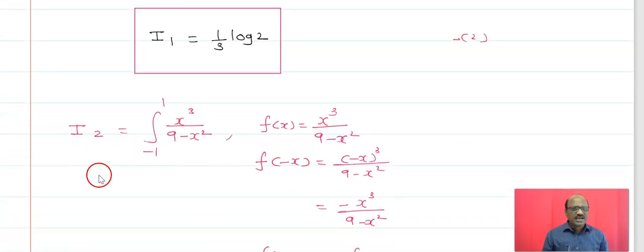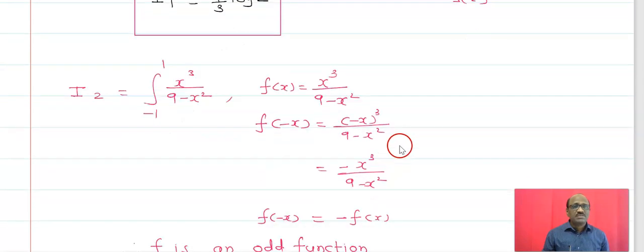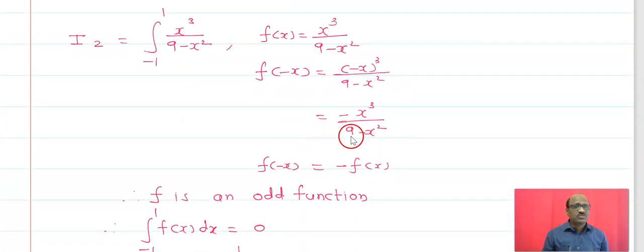Next integral, that is I2 is equal to the integral from minus 1 to plus 1 of x cube upon 9 minus x square. Now what type of function is this? This function is an odd function, because f of x is equal to x cube upon 9 minus x square. f of minus x is equal to minus x cube upon 9 minus x square, where x is replaced by minus x. Therefore, f of minus x is equal to minus f of x.